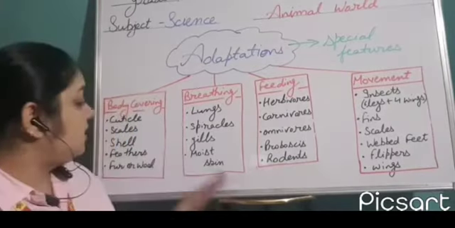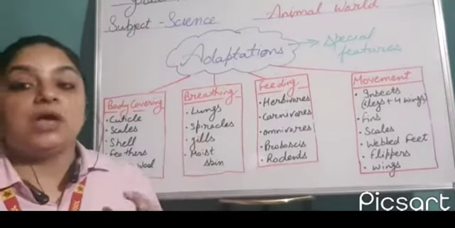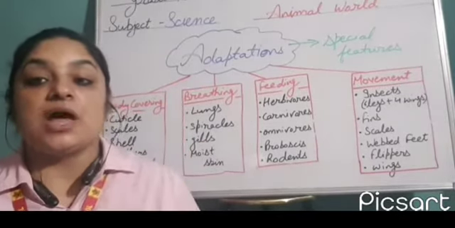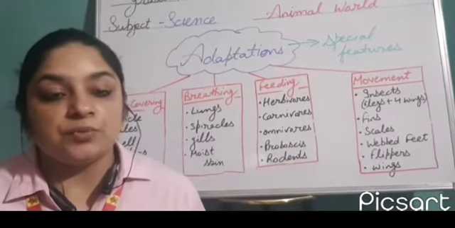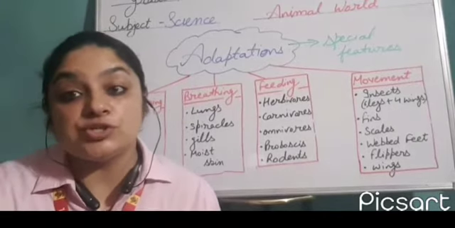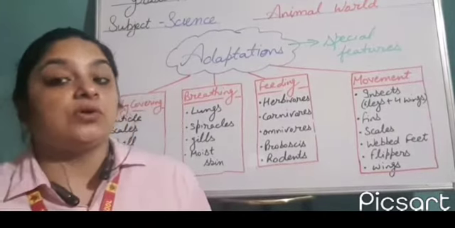Next one is gills. Most aquatic animals like fish and crab breathe with the help of gills; they have gills as the breathing organ. You know, the chemical formula of water is H2O, so oxygen is already present in the water.